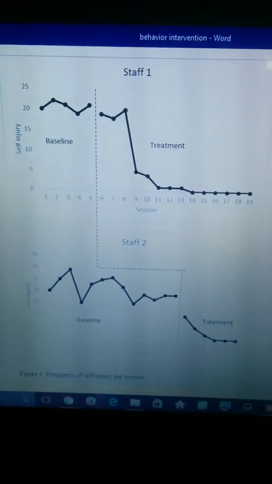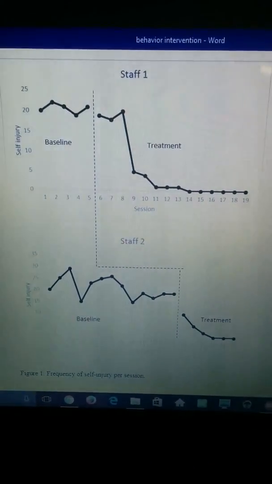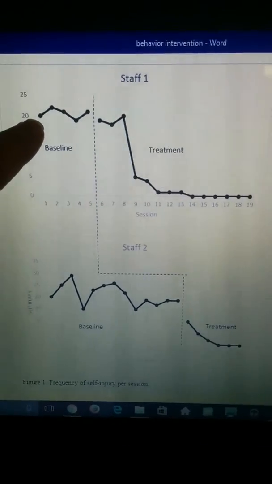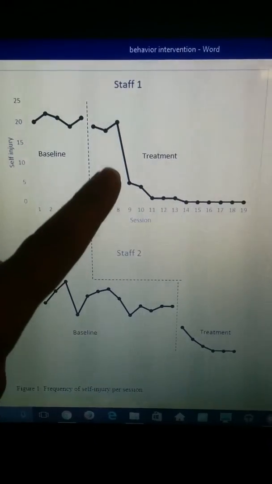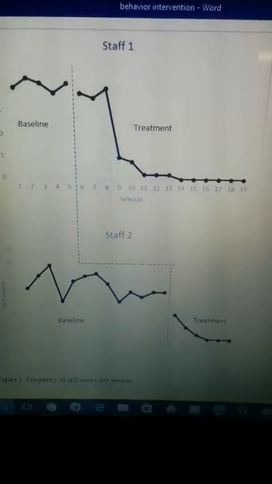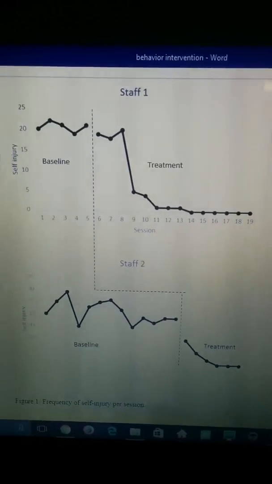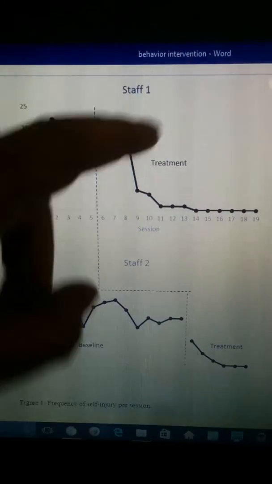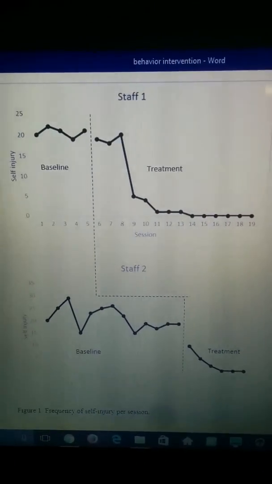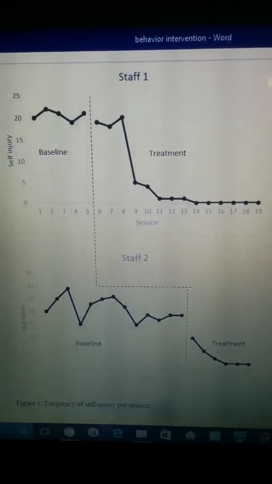Along the y-axis, you have the self-injury rates, and across the x-axis, you have the sessions. So you can see for staff 1, they started out with the baseline data. Once that was stable, we implemented treatment, and the self-injury dropped to near 0 rates. While that was going on, we were still running baseline for staff 2. And after the staff 1 rates leveled out, we put in treatment for staff 2. And almost right away, the rates dropped to near 0.